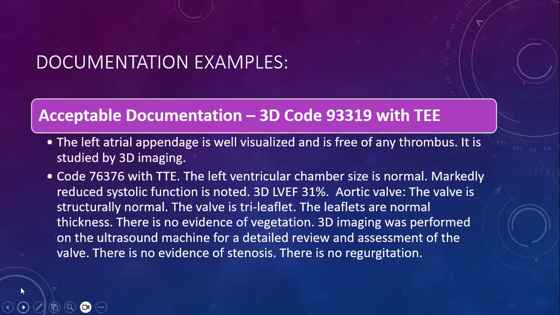For code 76376 with a TTE: left ventricular chamber size is normal. Markedly reduced systolic function is noted. They tell you 3D LVEF, this is the left ventricular ejection fraction, 31%. Aortic valve: the valve is structurally normal. The valve is trileaflet. The leaflets are normal thickness. There is no evidence of vegetation. 3D imaging was performed on the ultrasound machine for a detailed review and assessment of the valve. There is no evidence of stenosis and there is no regurgitation. Great, wonderful best practice example.